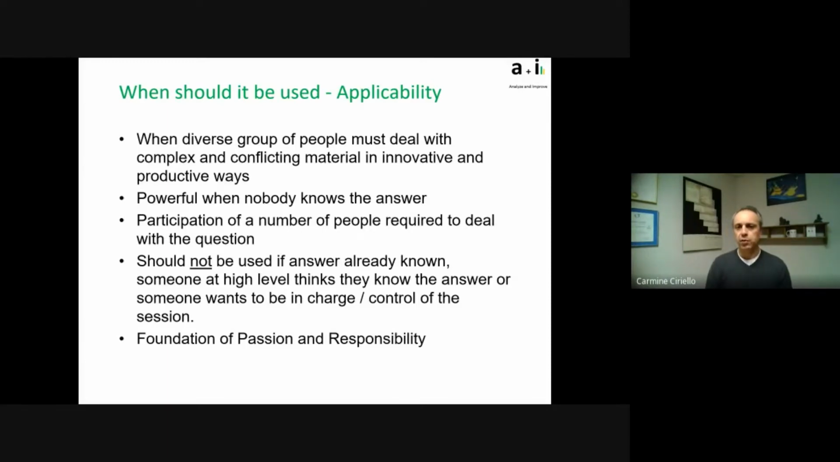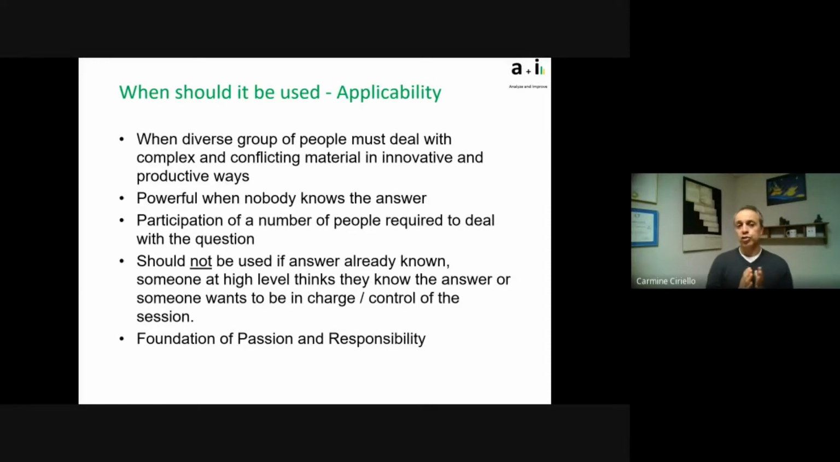Participation of a number of people is required to deal with the question. When you have lots of people involved, usually traditional workshops falter. But with open space, there is really no limit in terms of the number of people that are involved in addressing a situation or a problem.